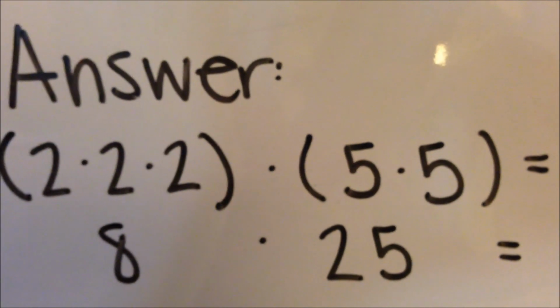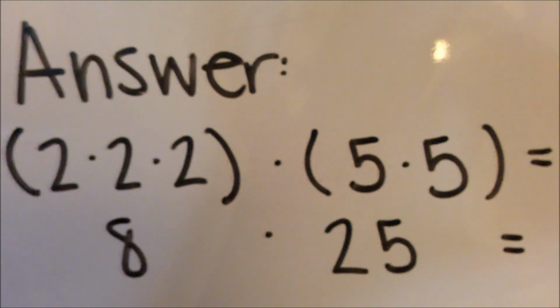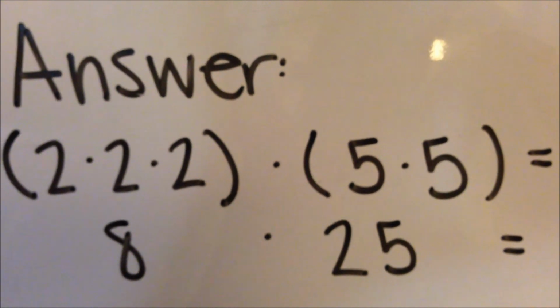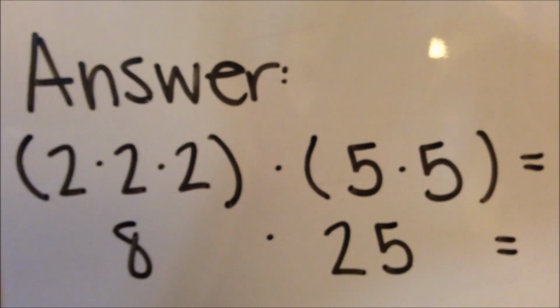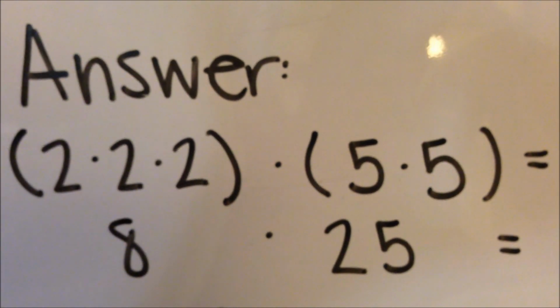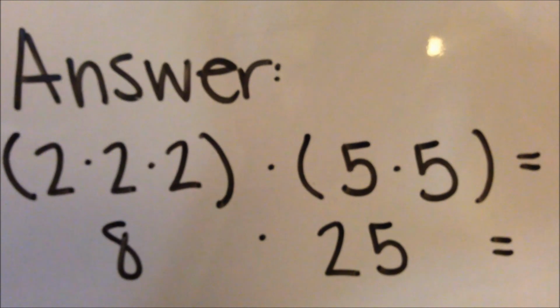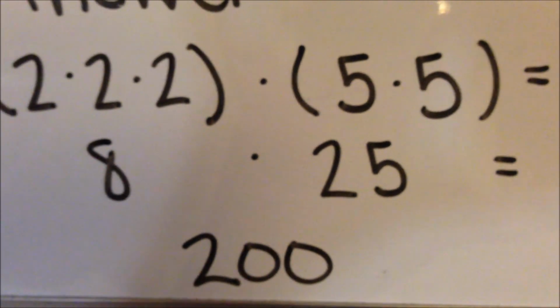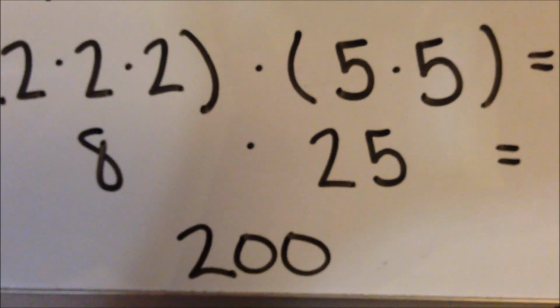Think about money. How much money would 8 quarters be? Or even easier, how much money would 4 quarters be? Well, that would be $1, or 100 cents. And if we double that, that would be 200 cents. So 8 times 25 is simply 200. Try to do as much mental math as you possibly can.